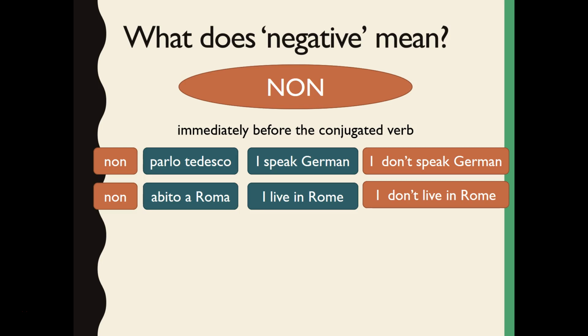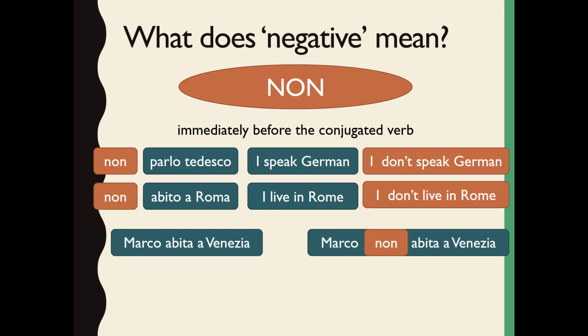Now this could give the impression that it's always going to be the first word in the sentence, but that is simply not the case. If we look at the sentence Marco abita a Venezia, Marco lives in Venice. If we want to say that Marco doesn't live in Venice, where do we put the non? We need to put it again immediately before the conjugated verb, which looks like this. Marco non abita a Venezia.